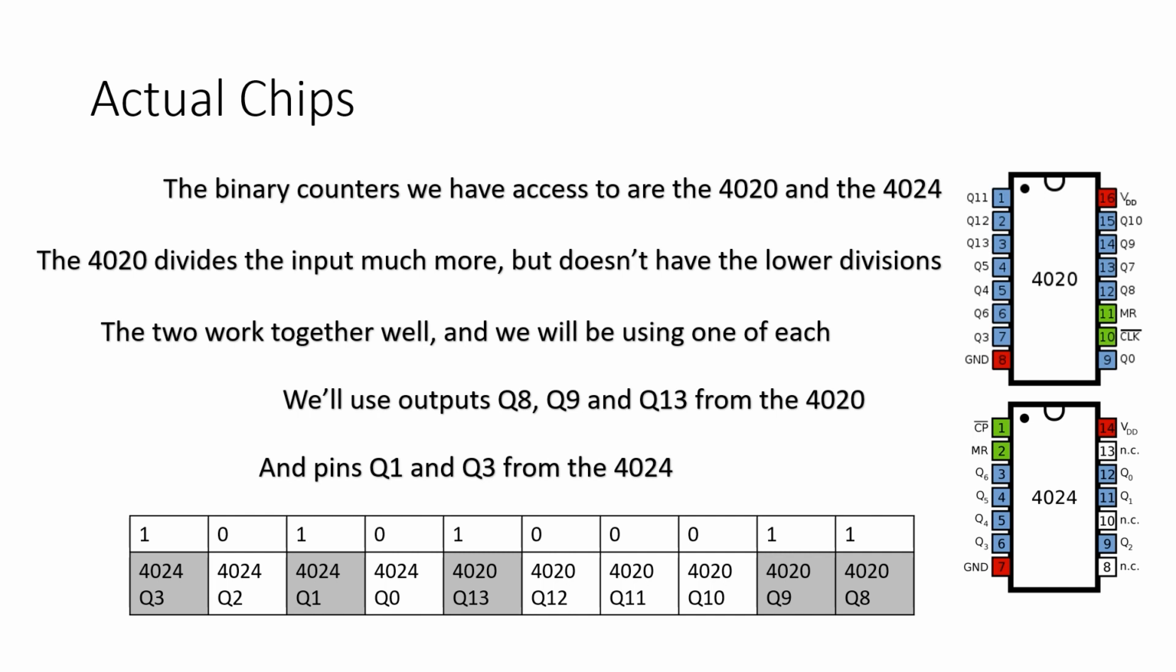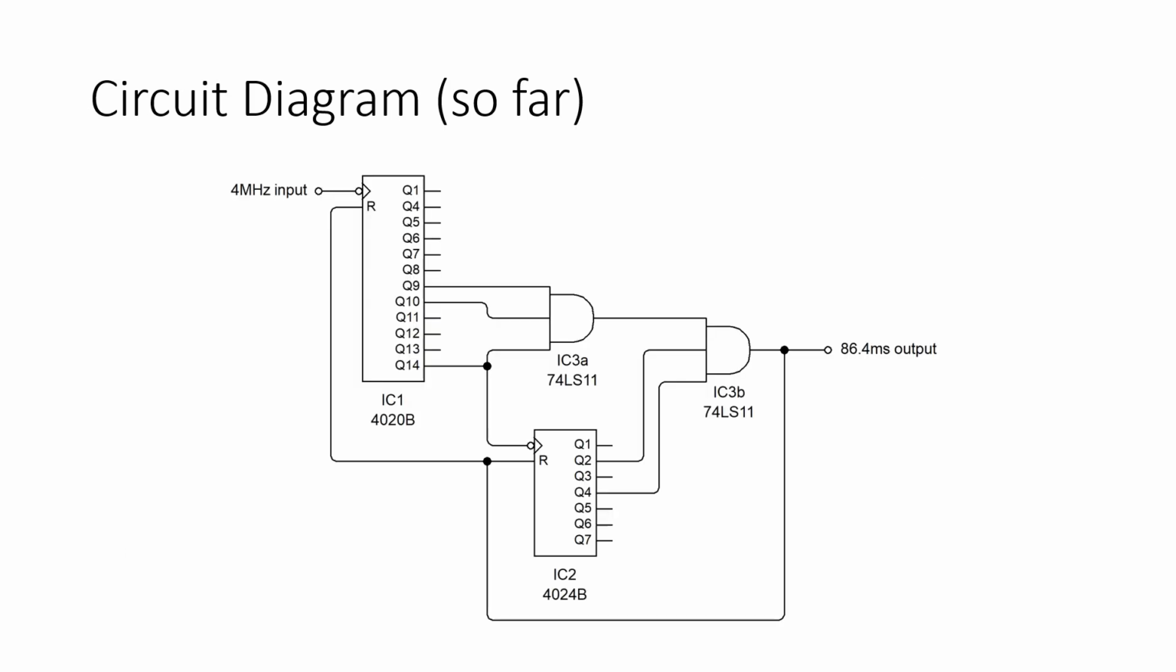Hopefully this table at the bottom makes it somewhat clear why we're using those particular pins. If not, feel free to look it up yourself and figure it out. So this is a simple circuit diagram showing what our circuit looks like so far. You can see the 4020 feeding into the 4024, the two 3-input AND gates required, as the AND gate chip we're using doesn't contain a 5-input AND gate. The output of the second AND gate goes back to both reset pins, and the slowest output from the 4020 feeds into the clock input of the 4024. This circuit diagram doesn't show power rails, but we'll worry about those in the next video.